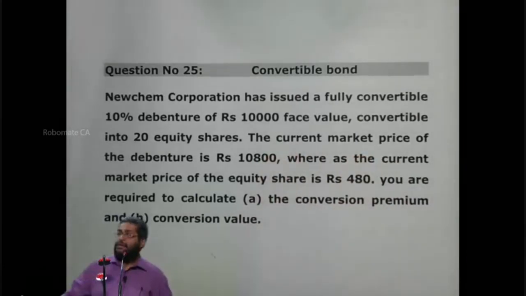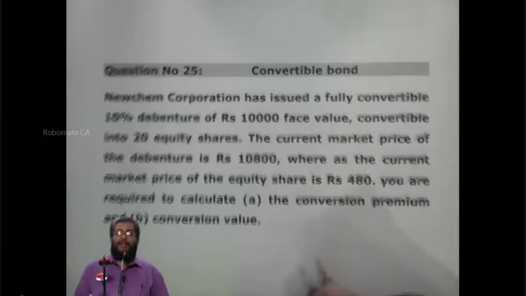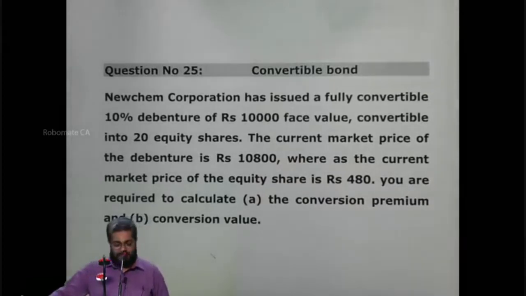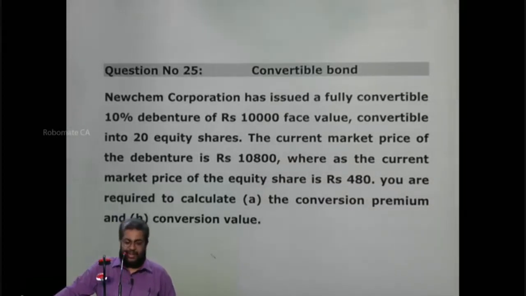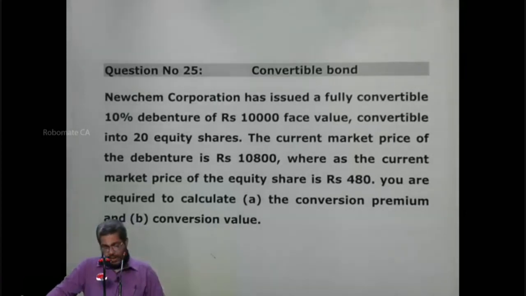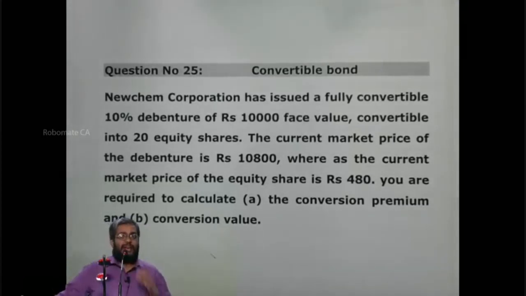Write on first part B. I'll answer part B, then only can I answer part A. Okay, right? Part B. Question number 25, part B. Conversion value. Underline that.